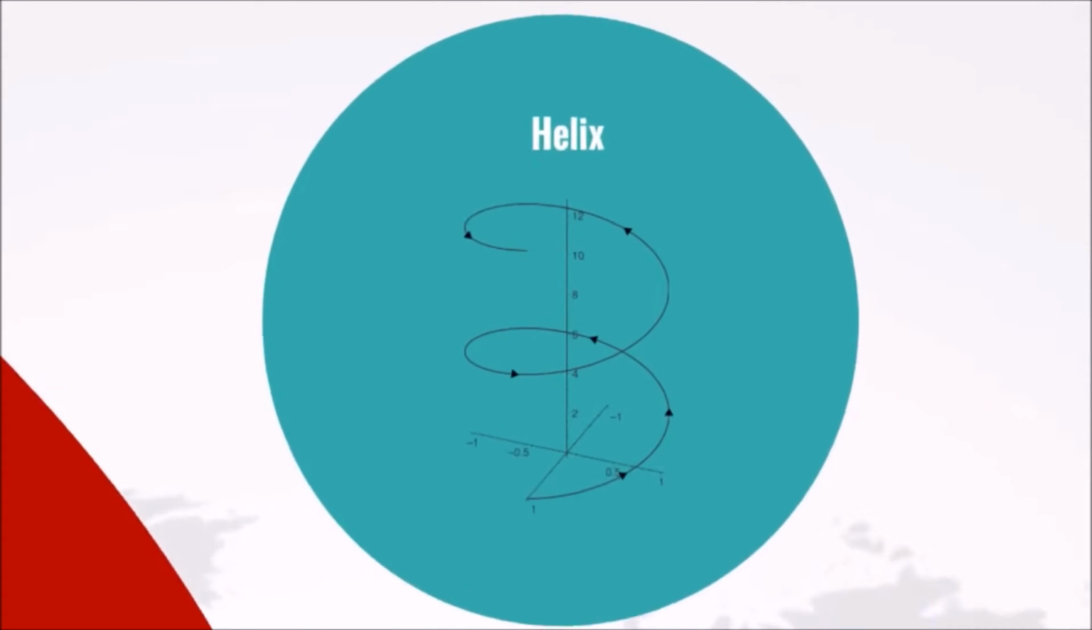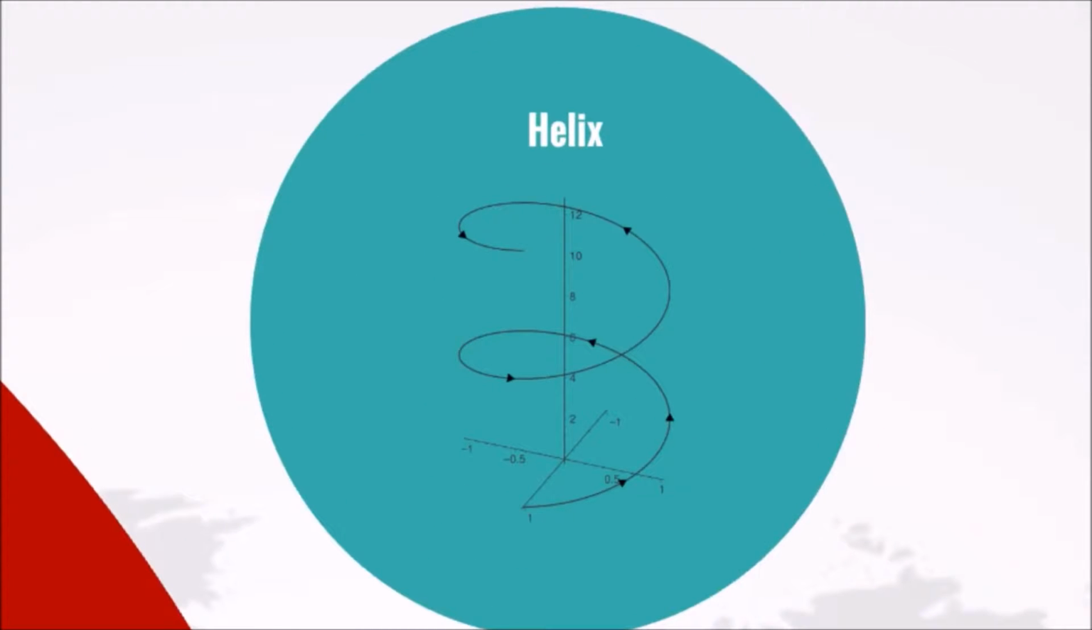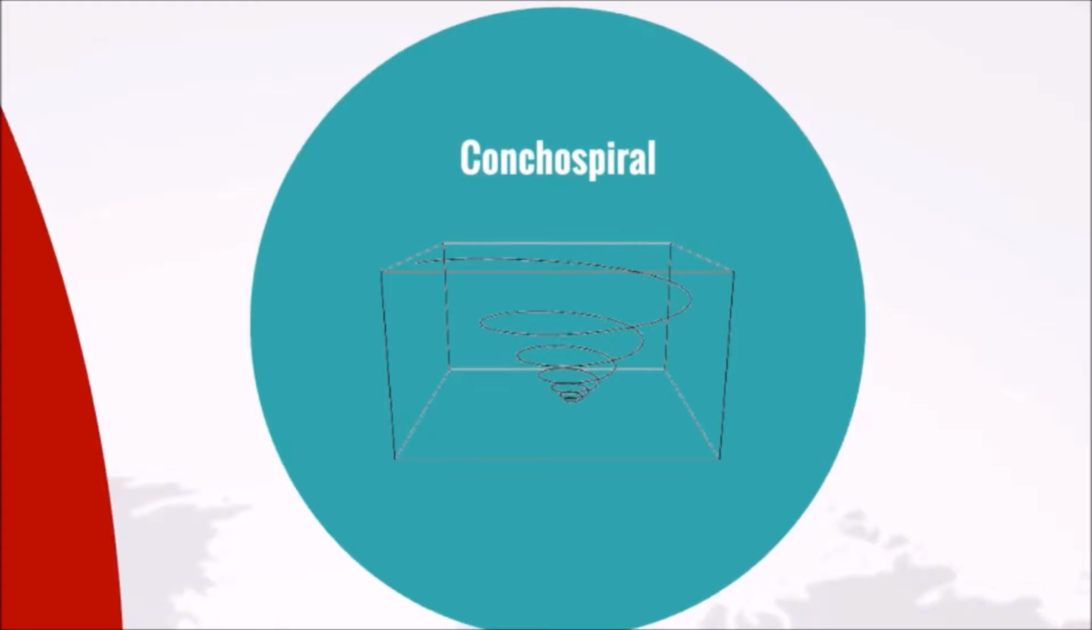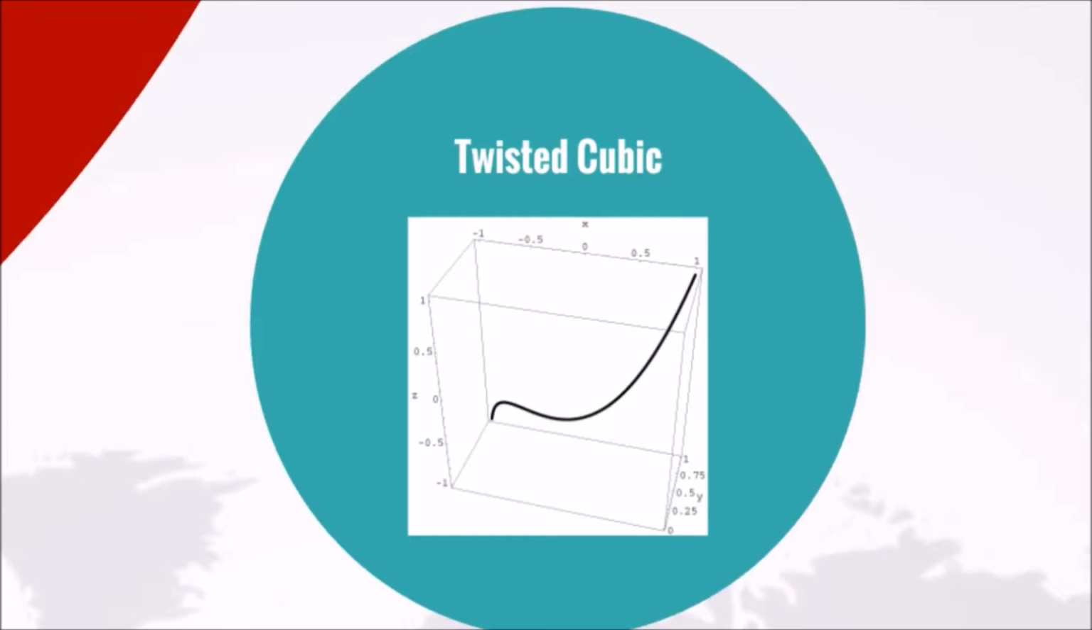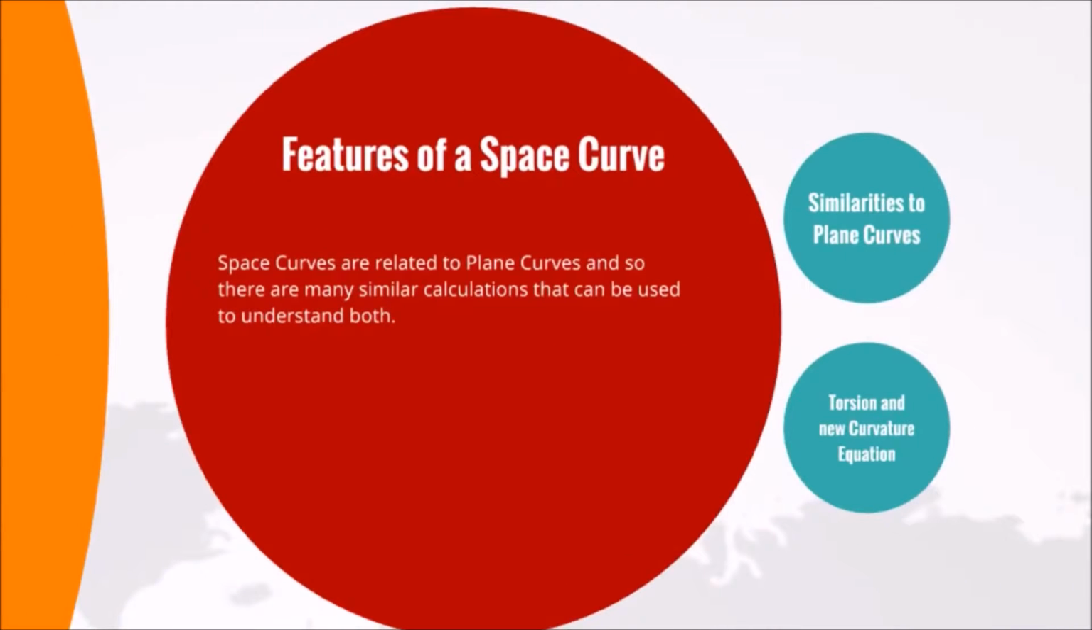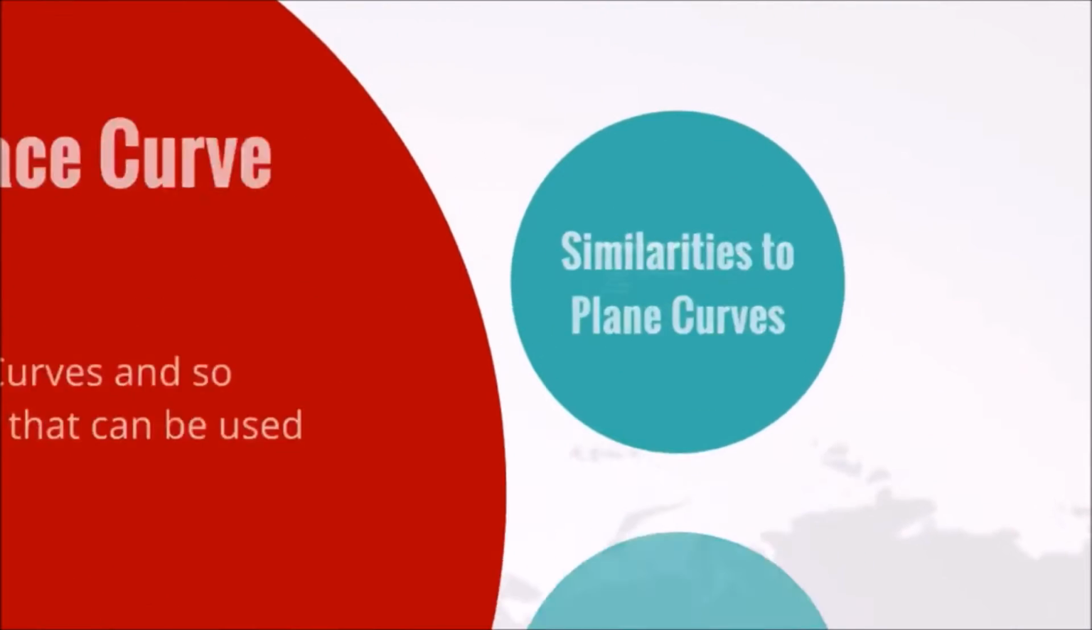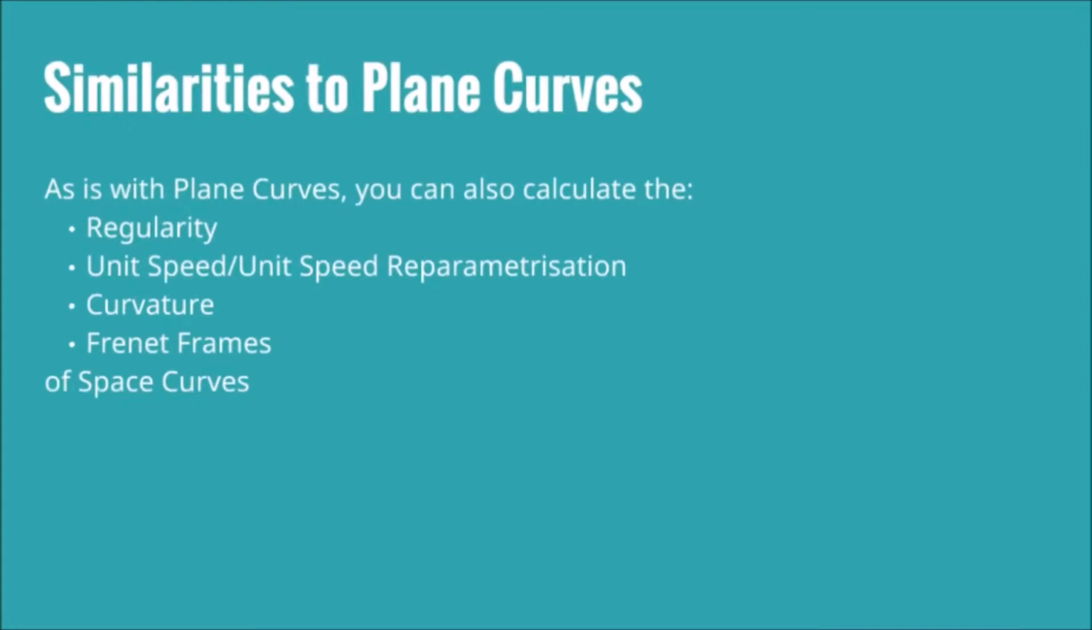Some examples include a helix, where the third-dimensional axis allows the shape to spiral. In 2 dimensions, the plane curve would just be a circle. Other examples being a contraspiral, Viviani's curve, and a twisted cubic. Now, space curves are related to plane curves, so there are similar features and calculations that can be used to help understand these. Similarities include the regularity of a curve, unit speed calculation, also reparameterization by unit speed, curvature, and Frenet frames. These can all be calculated similarly to plane curves.